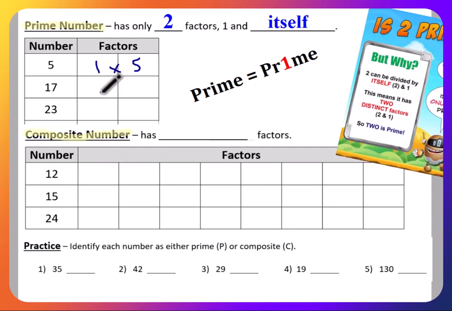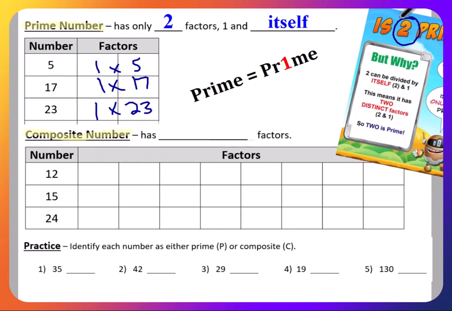17 is also prime because you can only multiply 1 times 17 to make 17. The same thing for 23, 1 times 23. There are no other numbers you can multiply together to make 23. So a number that is prime only has the factors 1 and itself, no other factors. So the opposite of that, well, let's talk about prime again. 2. 2 is prime. 2 is the only even number that is prime.